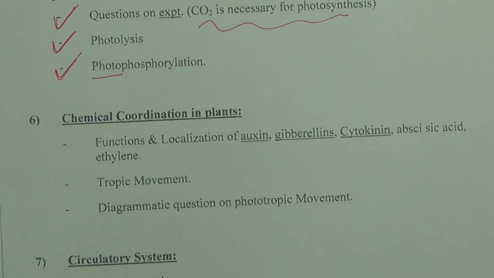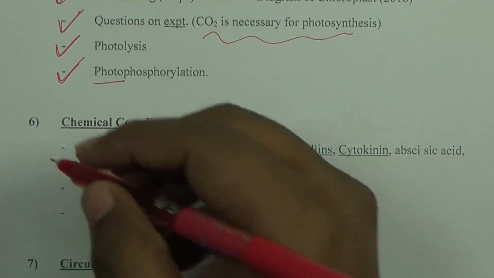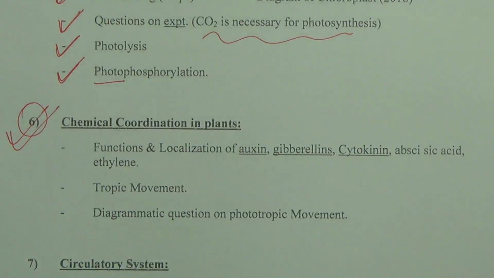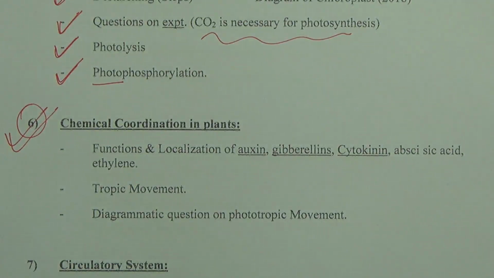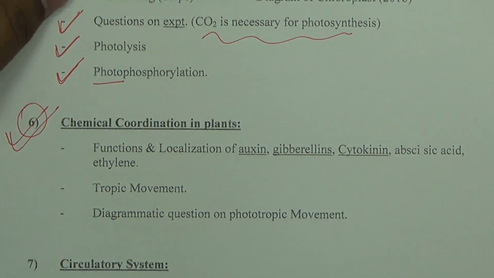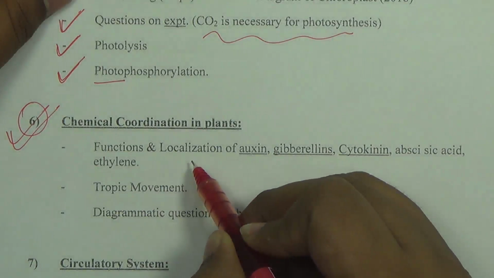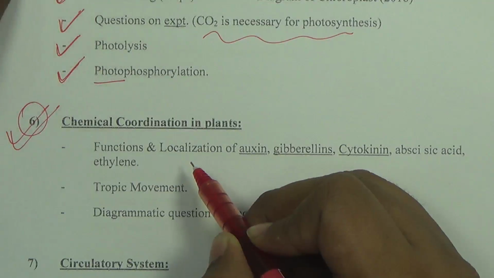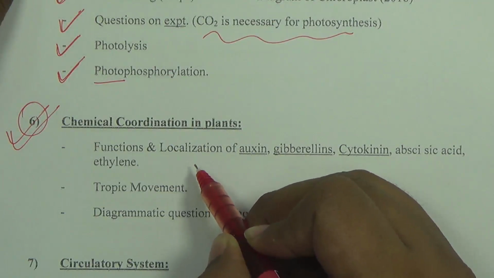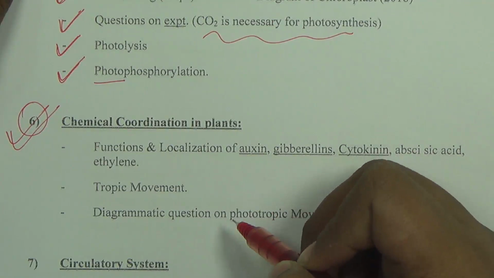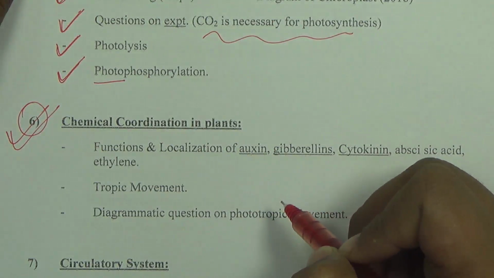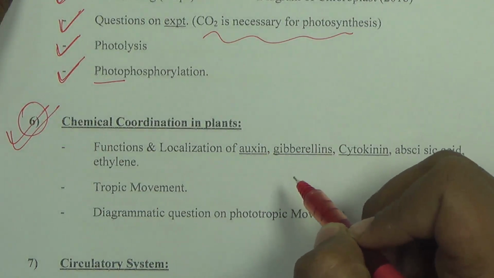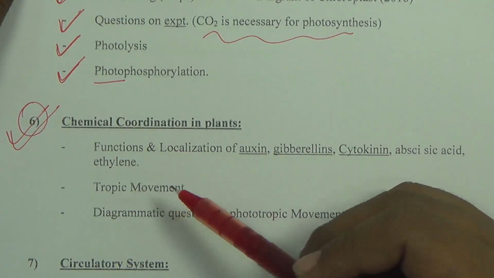Next we come to the last chapter, which is your new chapter starting from ICSE 2019 onwards, which is chemical coordination in plants. Basically, it's the different hormones which are there in the plant, their functions you have to learn, and localization, where they are located within the plant. Of course plants do not have endocrine glands, neither do they have blood, so that the hormone can be disseminated into other parts of the body, but they have certain localized hormones, as in auxin is found in the root tips and shoot tips, gibberellin is found in the germinating seeds, right? So it is different for each, you have to learn localization, function, etc.